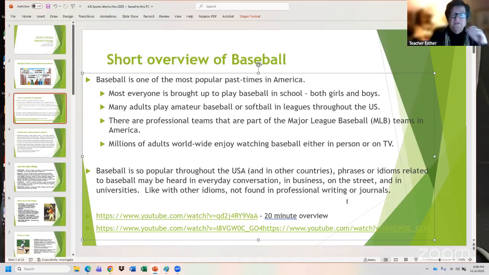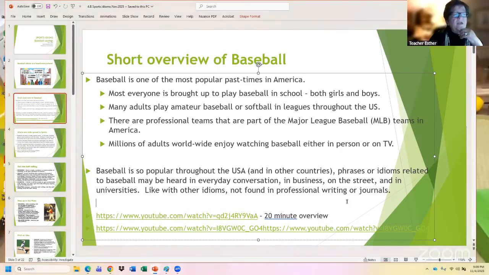These phrases that you're going to hear today, these phrases or idioms that are related to baseball, may be heard in everyday conversation, in business, on the street, and in universities. But like with other idioms, they are not found in professional writing or in journals.